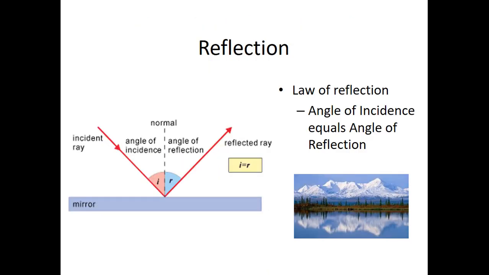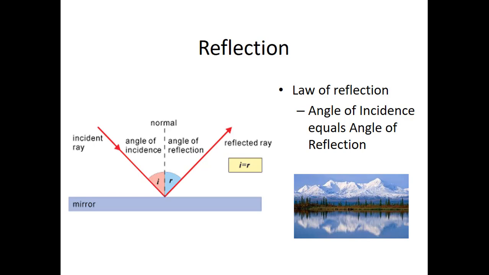Another way light interacts with matter is it reflects off the matter. Reflection is when light strikes matter, or a wave, I shouldn't say light, a wave strikes matter and it bounces off. The reflected wave is always at the same angle as the incident wave. So this is known as the law of reflection, where we say the angle of incidence is always equal to the angle of reflection. The incident ray is the light coming from the source, and the reflected ray would be the light coming to your eye.